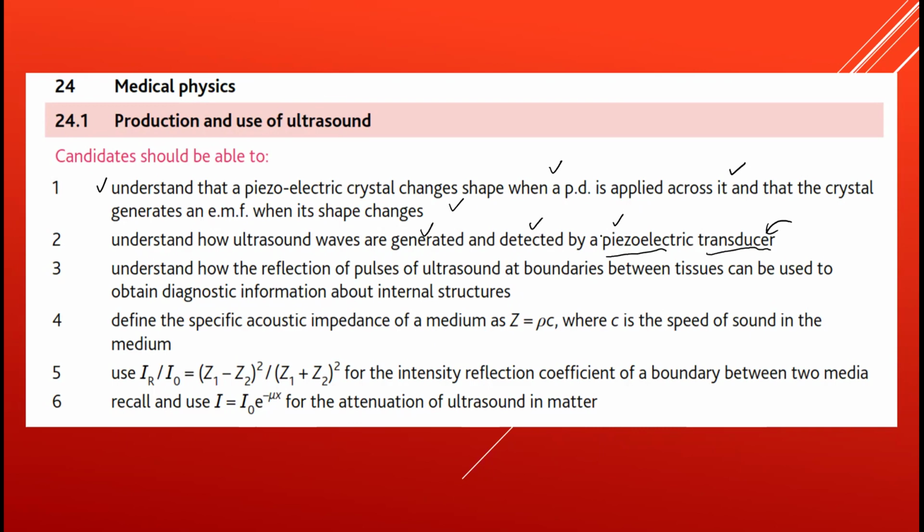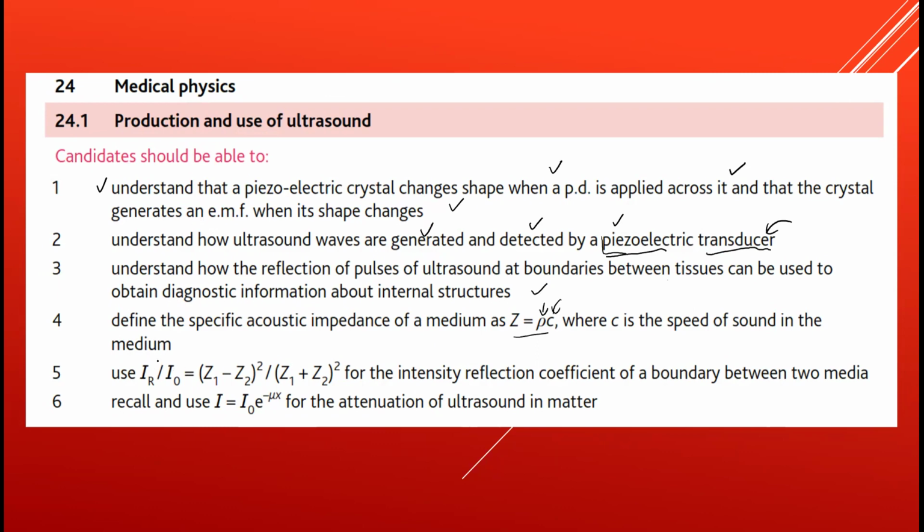What a piezoelectric crystal is, I'm going to show the structure of it in a while, and then we'll go through it. Understand how the reflection of pulses at boundaries between tissues can be used to obtain diagnostic information about the internal structure. Acoustic impedance is equal to the density of the object and the speed of the wave with which it is moving. If you remember, we have studied that in electromagnetic radiations, all electromagnetic radiations move with the speed of light, and ultrasound, although, is a sound with a frequency greater than 20,000 hertz.